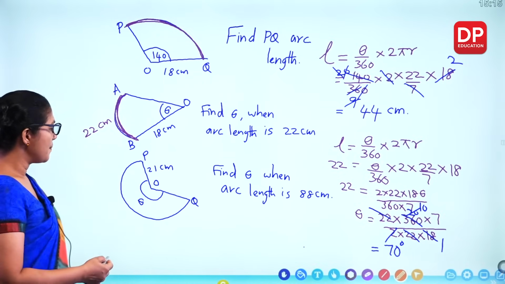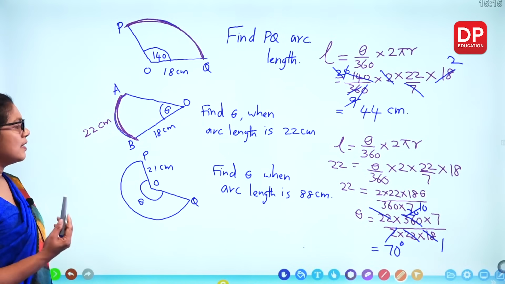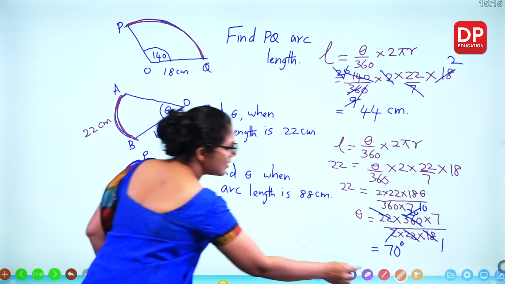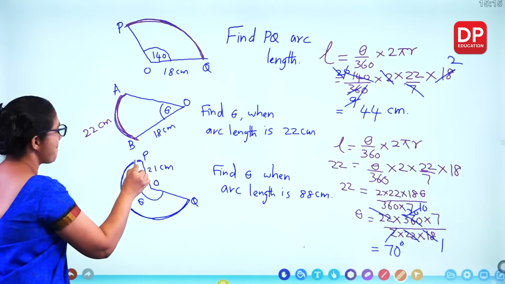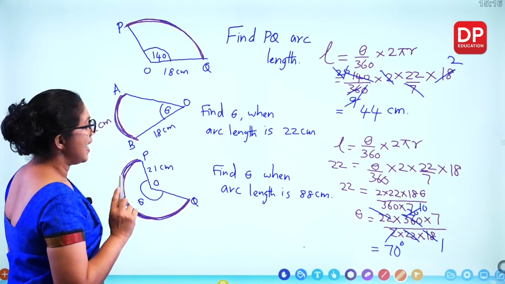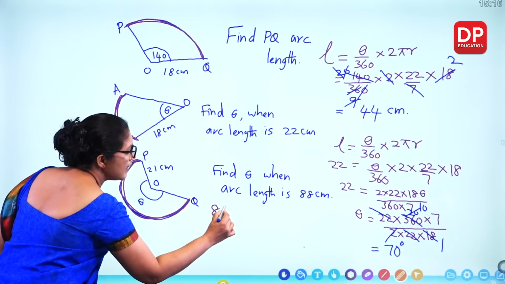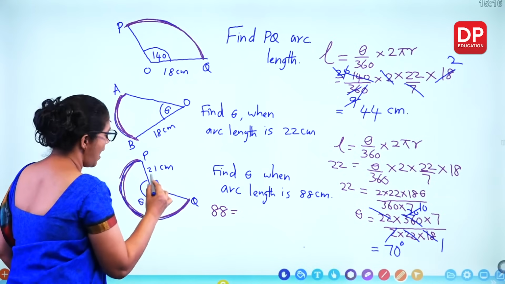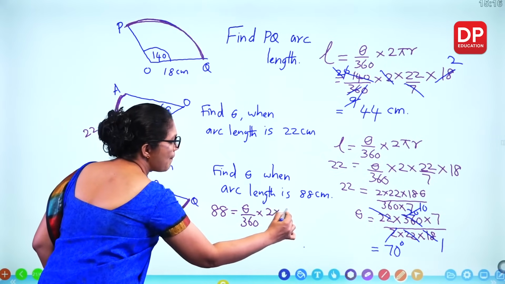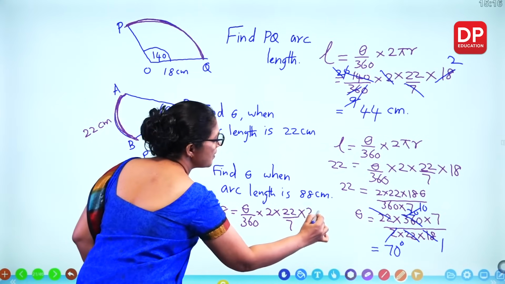Now we'll look at this question. So you get a reflex angle here. You're asked to find out the angle when arc length is given 88. Arc length means this length. I'll show you with another color. This length is given as 88 and you're asked to find out this angle. So here use the formula L. L is 88 is equal to angle, that's theta, divided by 360 into 2 pi. Pi is 22 over 7 into r. What's the radius given? 21.